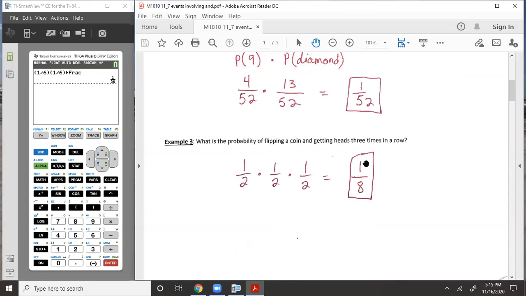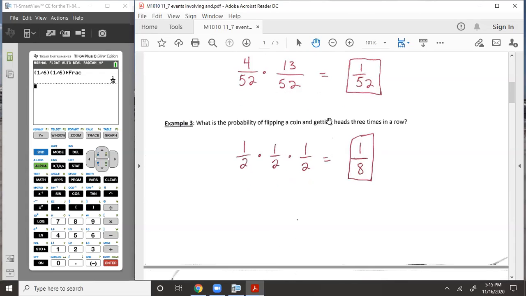Example 3, what is the probability of flipping a coin and getting heads 3 times in a row? The probability of getting heads is 1 over 2. Since we're doing this 3 times in a row, we multiply 1 over 2 times 1 over 2 times 1 over 2, and we get 1 over 8.